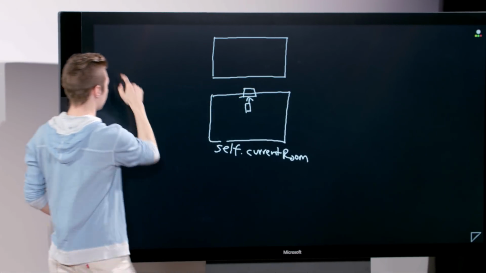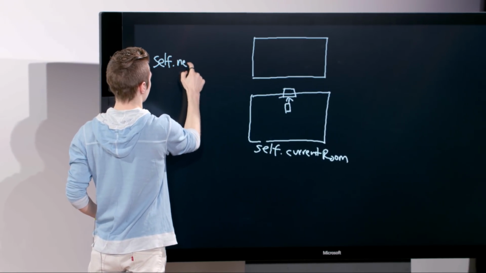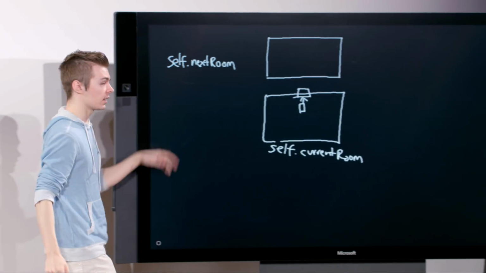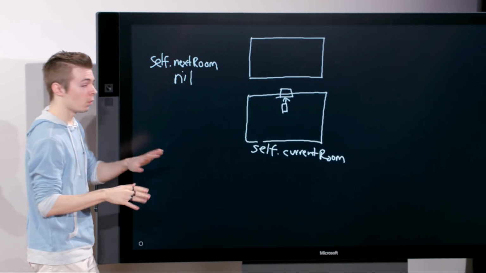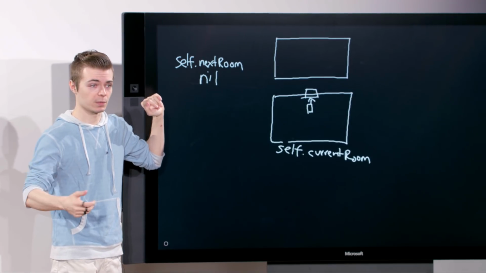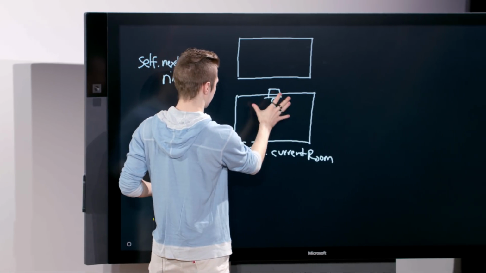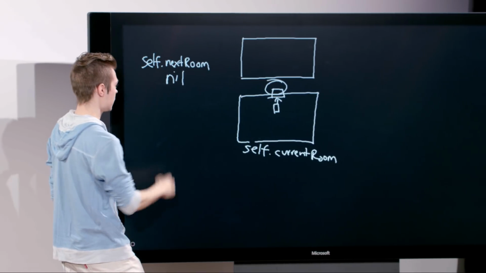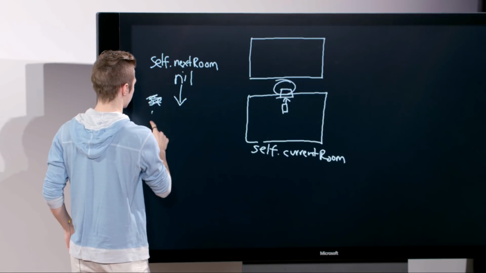We always have a pointer called self.nextRoom, and this is all kept track of in the dungeon.lua file. But self.nextRoom, by default, is going to be nil. When we transition from the current room to the next room, we should set that to something. So self.currentRoom is going to be the same, but when we trigger this collision, self.nextRoom is going to be equal to just a new room.